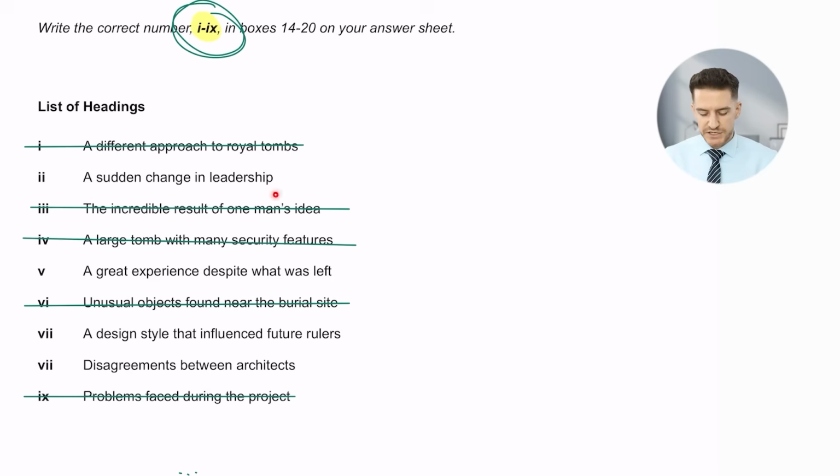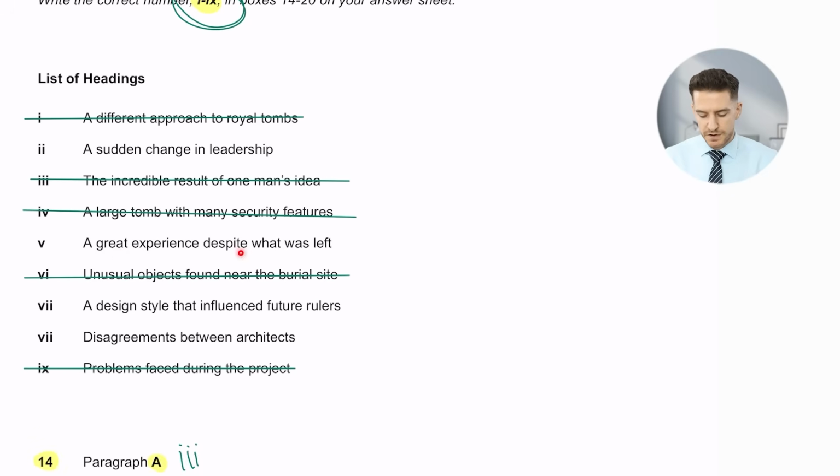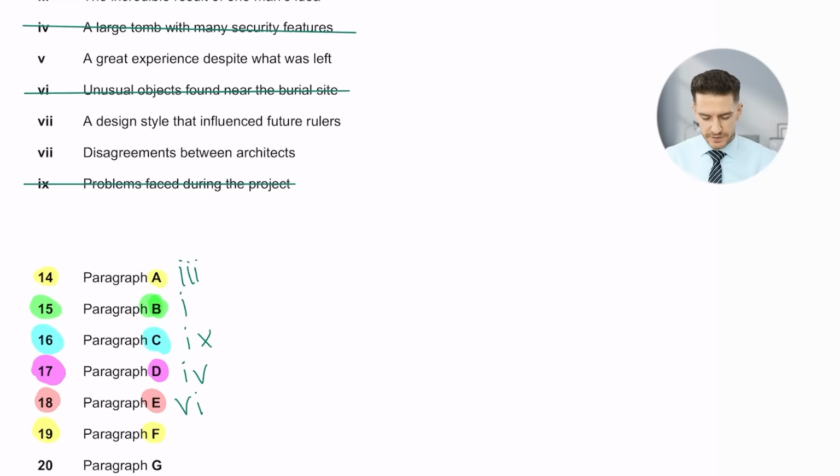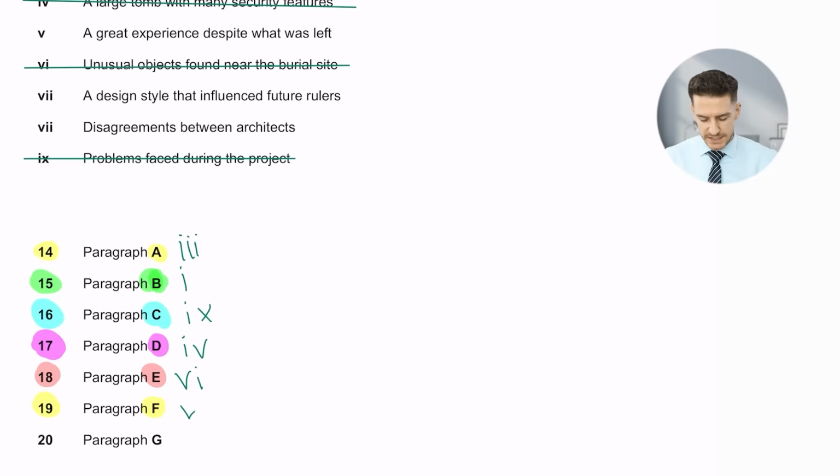A sudden change in leadership? No. A great experience despite what was left? Well, that looks quite good. A design style that influenced future rulers? No. Disagreements between architects? No. So the answer for that one will definitely be 5. So 19 is 5. So we can cross that off.